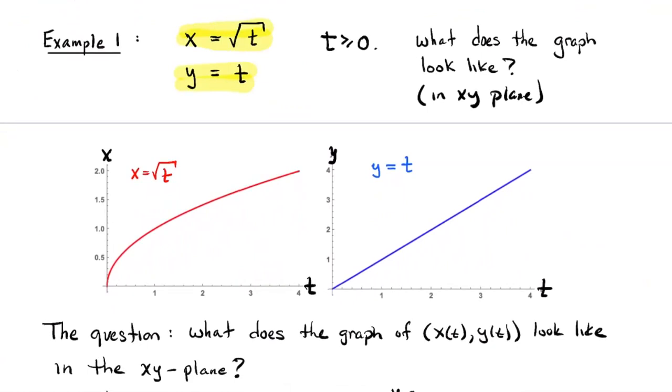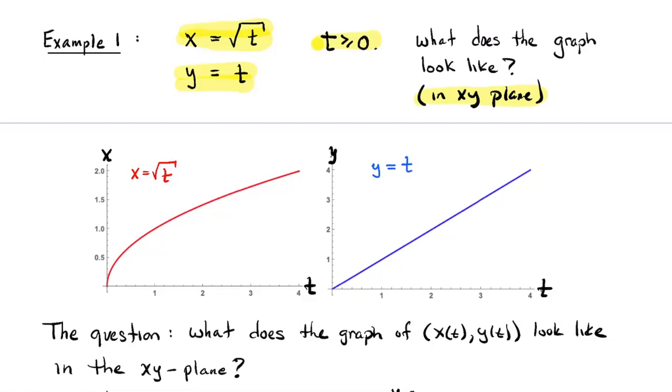I have to give a domain for the parameter value t. So there it is: t is greater than or equal to 0. It has to be true to take the square root of it. Okay, so the question is, what does the graph look like? And when I ask that, I mean the graph in the xy plane. I'm always looking for these graphs of parametric equations to be drawn in the xy plane. So in particular, the parameter isn't present explicitly in the xy plane.